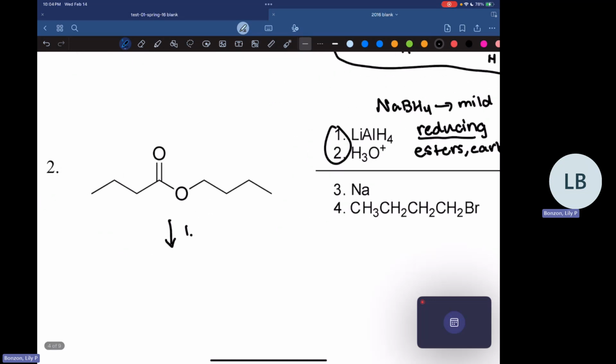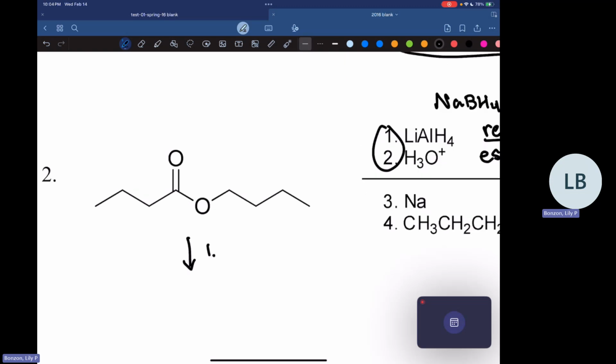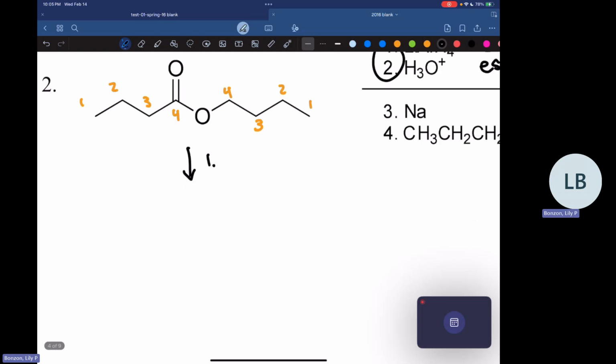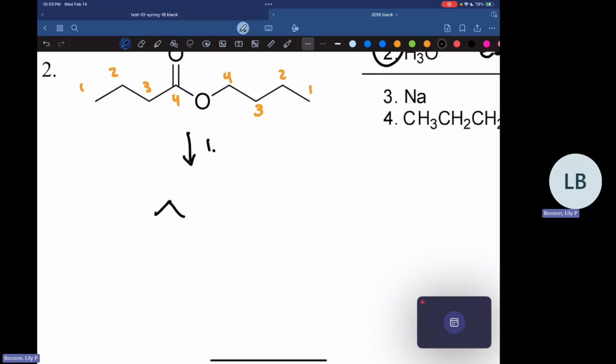So what happens is LiAlH4 will reduce the carbonyl and the ester oxygen to be alcohols. So I'm just going to number my structure, make sure I keep my number of carbons straight. And so we're actually going to get 2 equivalents of the same 4-carbon alcohol. And you don't need to write the 2 equivalents or anything like that. Just writing 1 is fine.